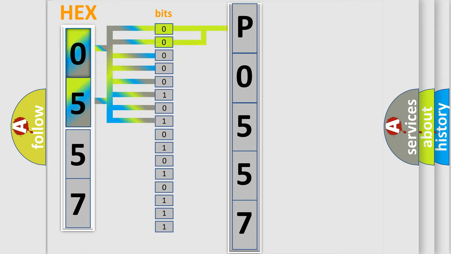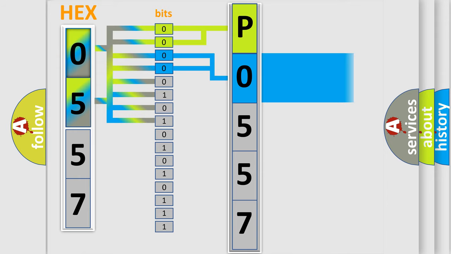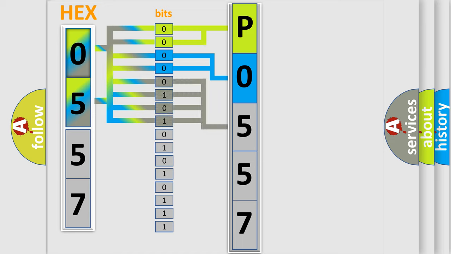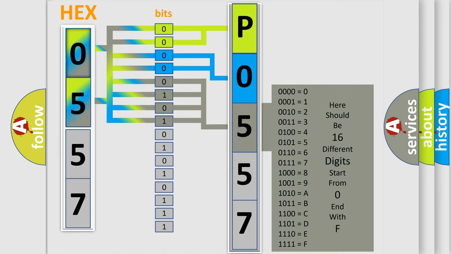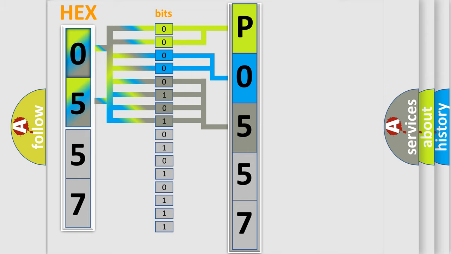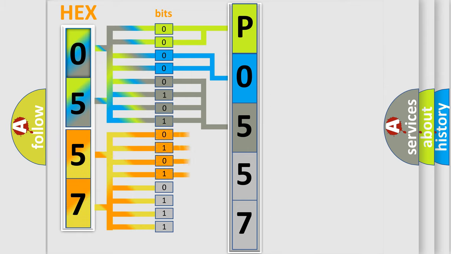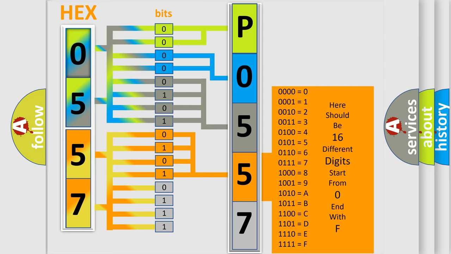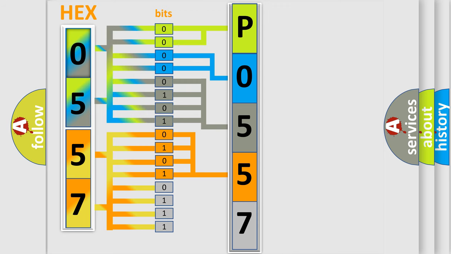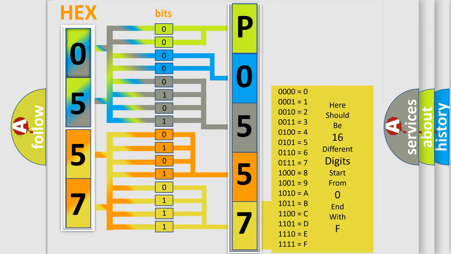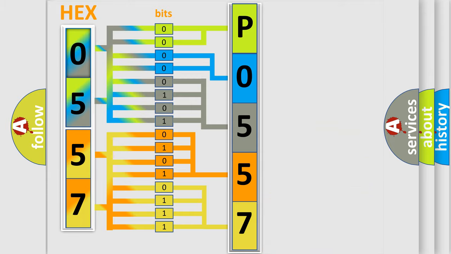By combining the first two bits, the first character of the error code is expressed. The next two bits again determine the second character. The last bits of the first byte define the third character of the code. The second byte is composed of a combination of 8 bits. The first 4 bits determine the fourth character of the code, and the combination of the last 4 bits defines the fifth character. A single byte conceals 256 possible combinations. We now know in what way the diagnostic tool translates the received information into a more comprehensible format.